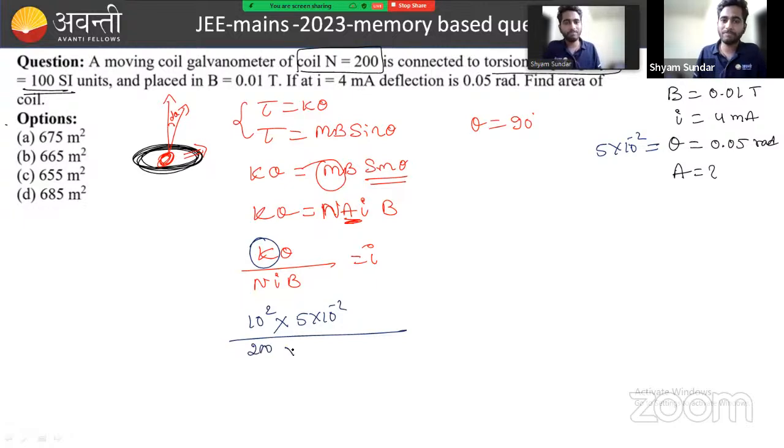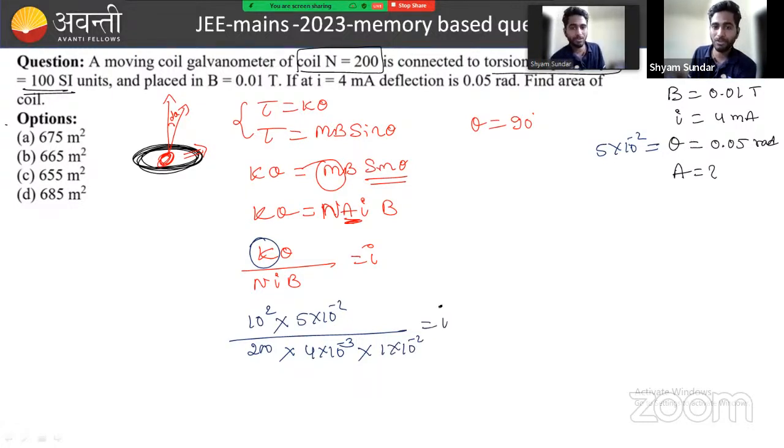Look at the question, right? And then I, the current flowing here, is 4 milliamps. Milli means 10 to the power of minus 3, into B, the magnetic field value they also gave, 0.01 Tesla. I will write this as 1 into 10 to the power of minus 2, is equal to A. Okay, calculate all these things. This is equal to not I, this is equal to A. I'm sorry, here I need to calculate area, right?